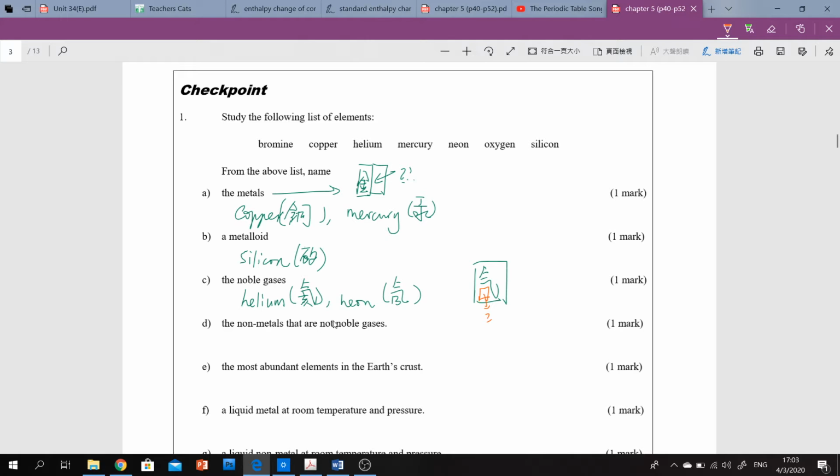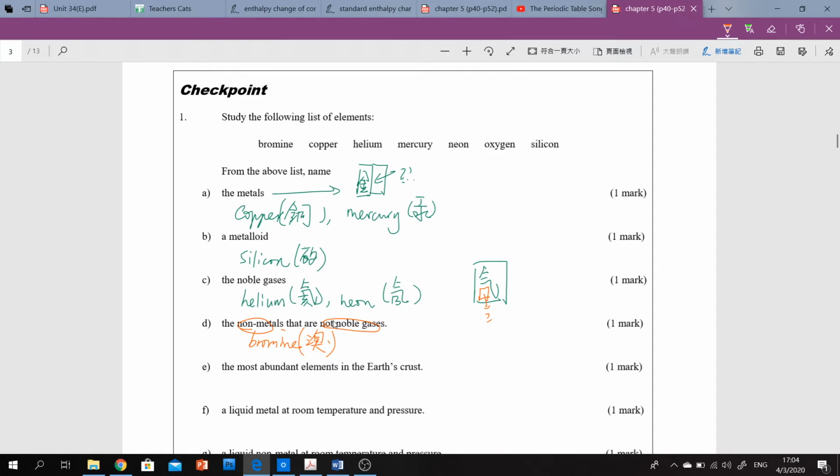How about the nonmetals that are not noble gases? You need to fulfill both requirements: nonmetals, not noble gas. So what are they? It's bromine, B-R-O-M-I-N-E. The Chinese name is 溴. The water part of the Chinese character means something liquid, with a bad smell.